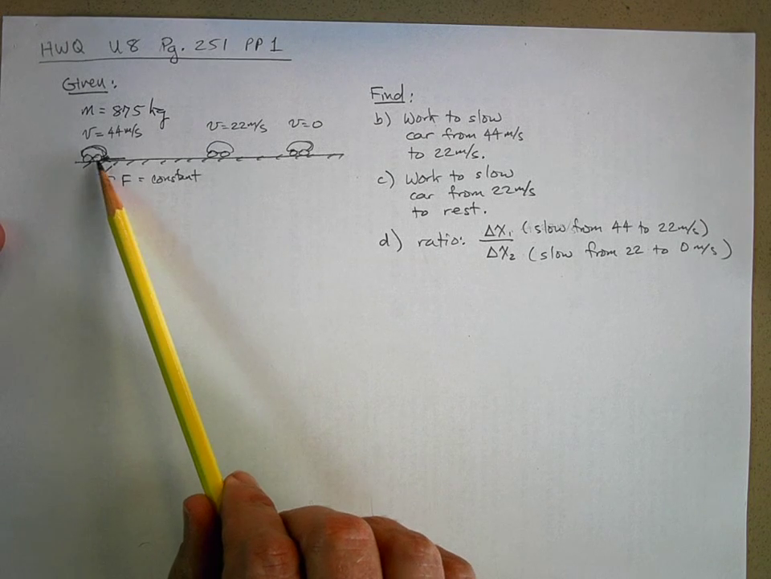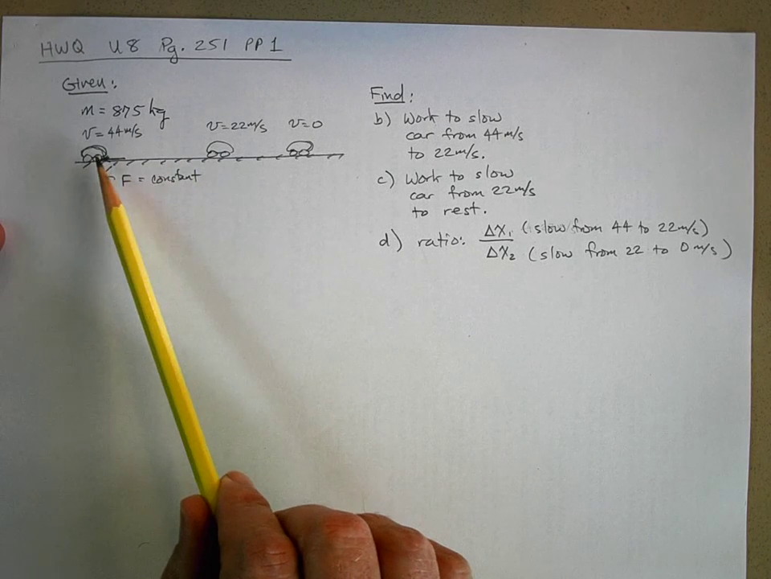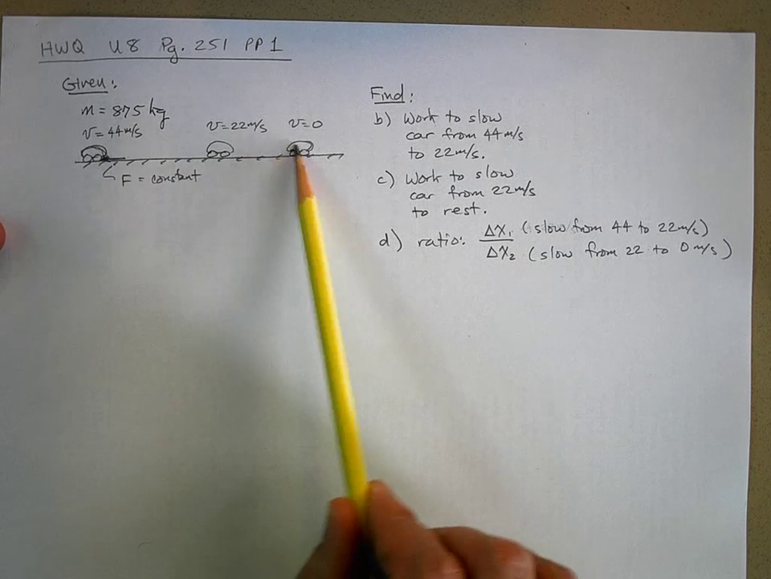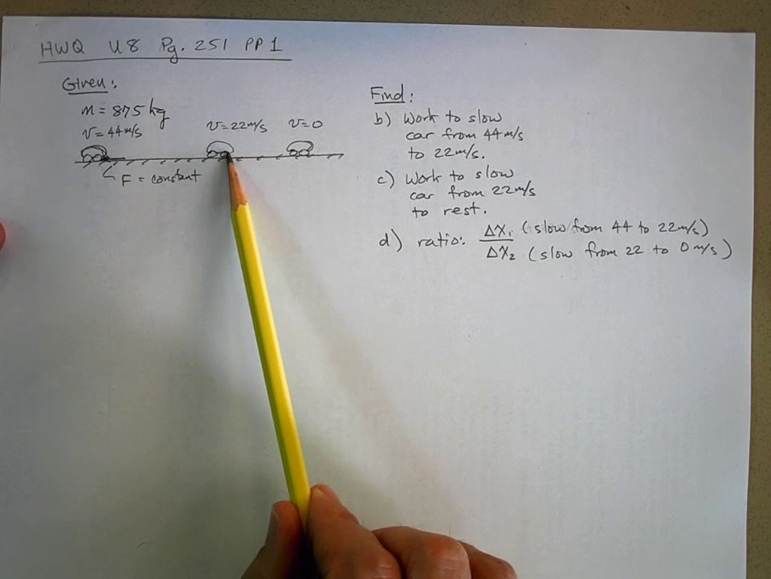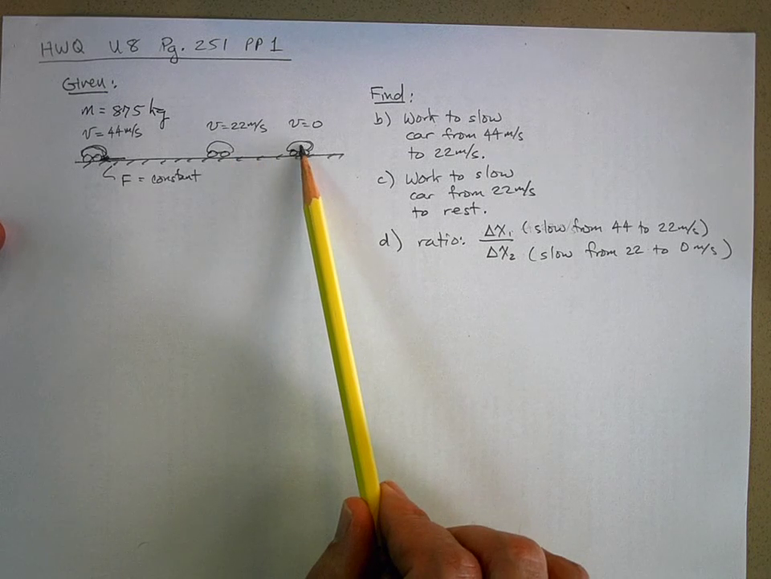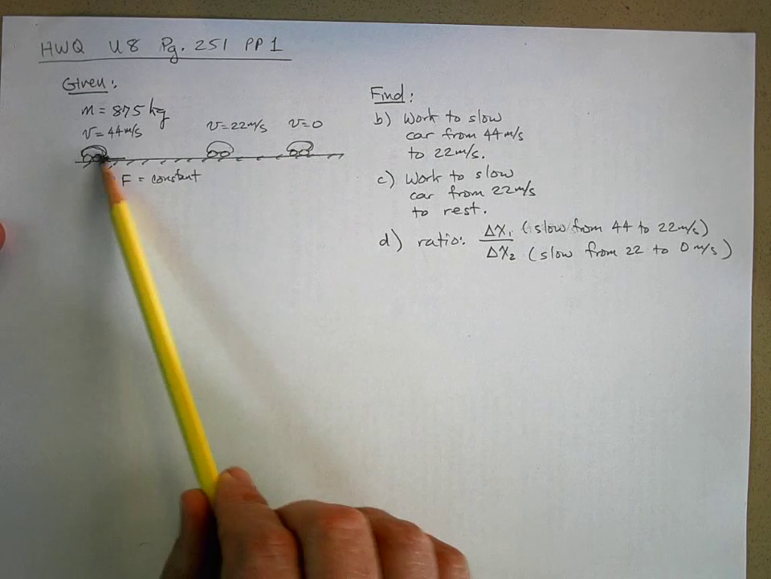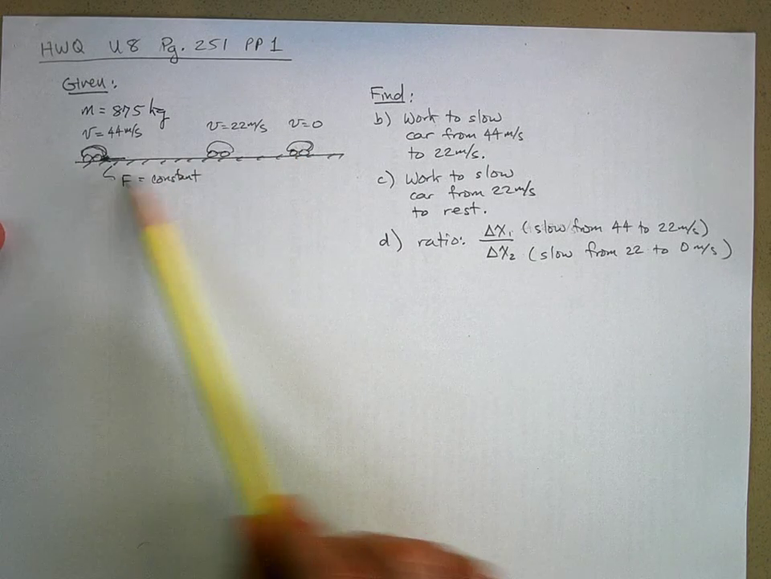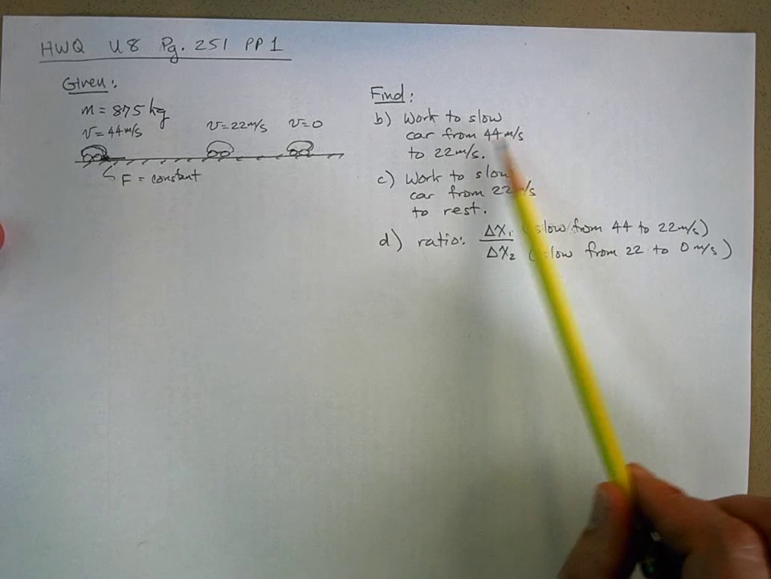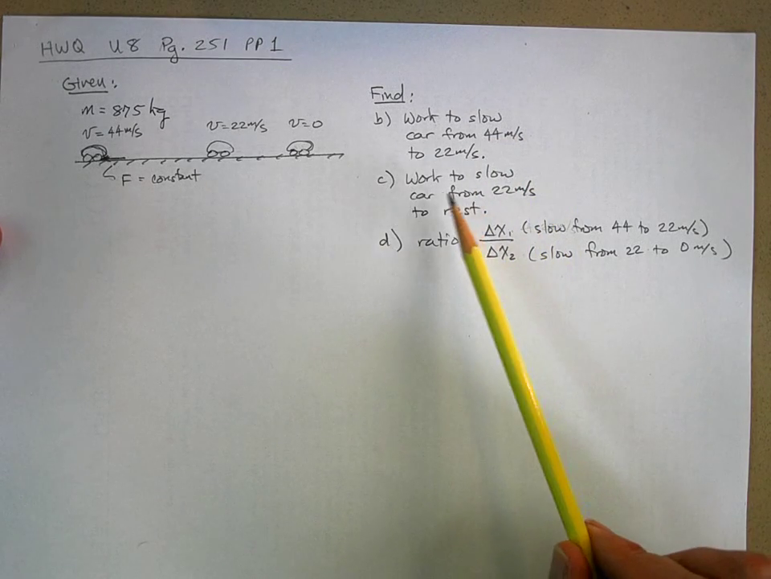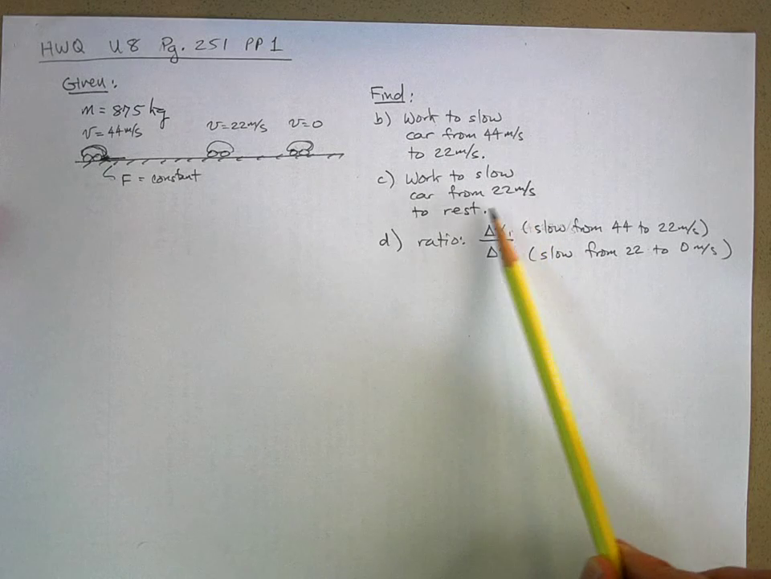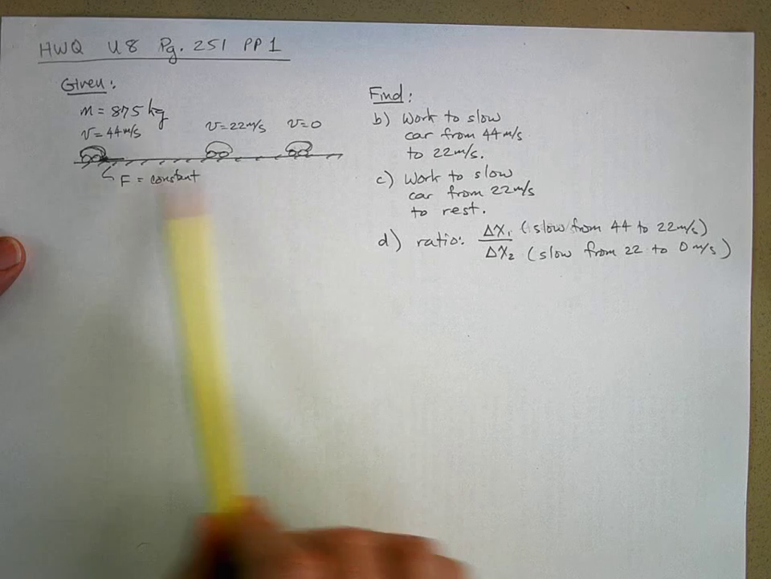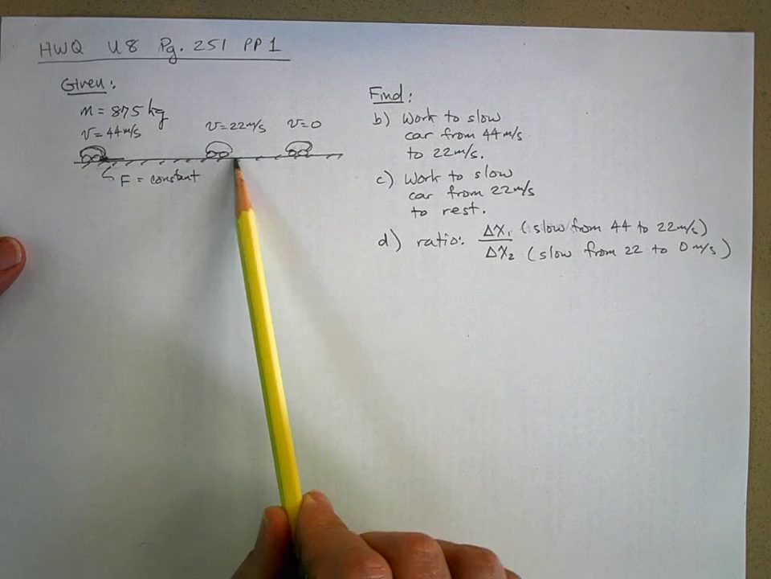We have a 875 kilogram car. It's moving at 44 meters per second. And there's a constant braking force. Here the car is moving half the speed, and then here the car is stopped. So we have constant deceleration, right? Constant force. We want to know how much work did that force do to slow the car from 44 to 22 meters per second? How much work did it do to slow from 22 meters per second to rest? And then what's the ratio of these distances, delta x1 and delta x2?